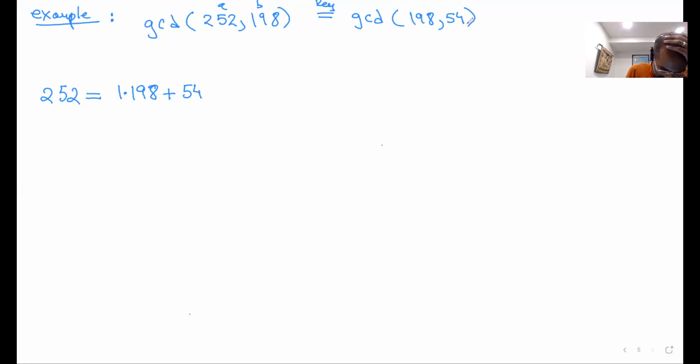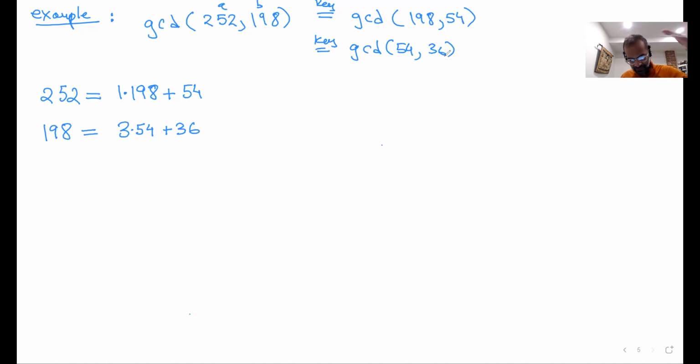So let's do it again. Let's divide 198 by 54. So I believe that's 3 times 54, and you get 36 as the remainder. Right, 3 times 54 is 162 plus 36. And again, by the key observation, you get that this is the GCD of 54 and 36. So I'm making the numbers smaller and smaller without changing the GCD.